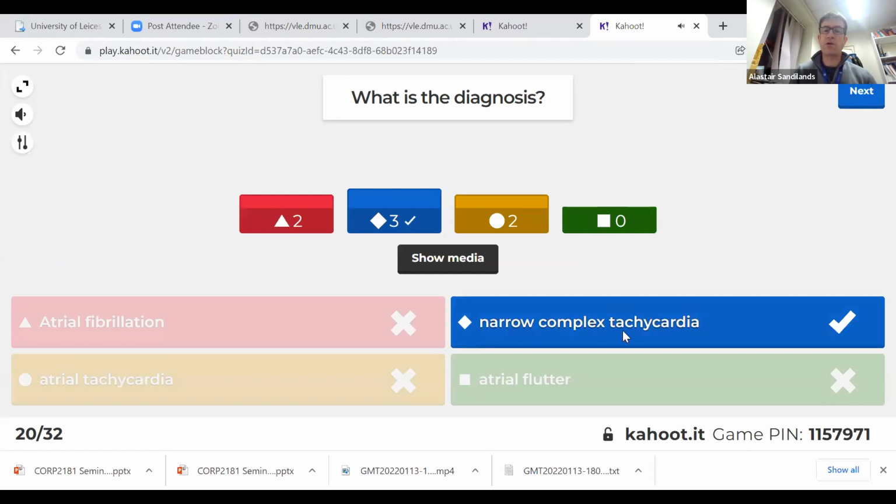Yeah, I think this is what we call a narrow complex tachycardia. So if there's no P waves, it can't be atrial tachycardia, it can't be flutter waves, and it's not atrial fibrillation because it's not irregular. It was a regular narrow complex rhythm. This was a narrow complex tachycardia.